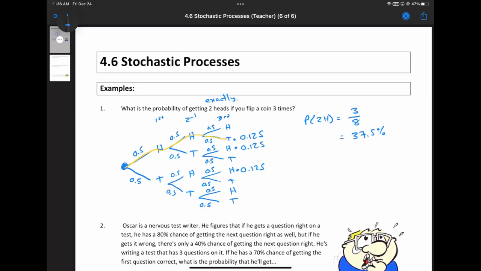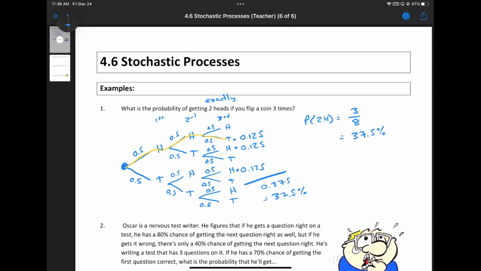And then if I look at those and add those 3 possibilities up, they're 0.375, which is 37.5%. Same answer as I got before, and there's no reason in this particular question to do the stochastic process diagram the way that I did. I could have just done a regular tree diagram or solved it some other method.